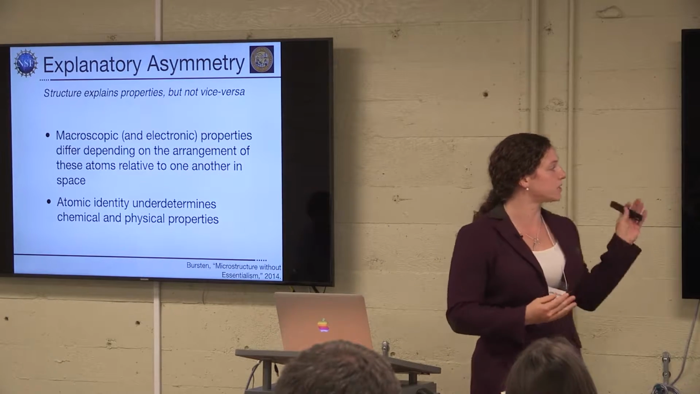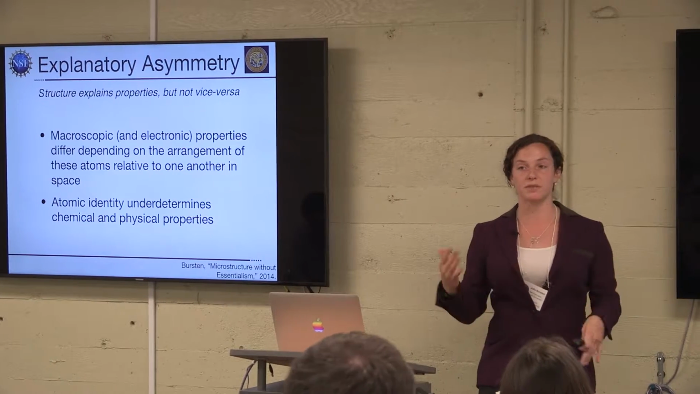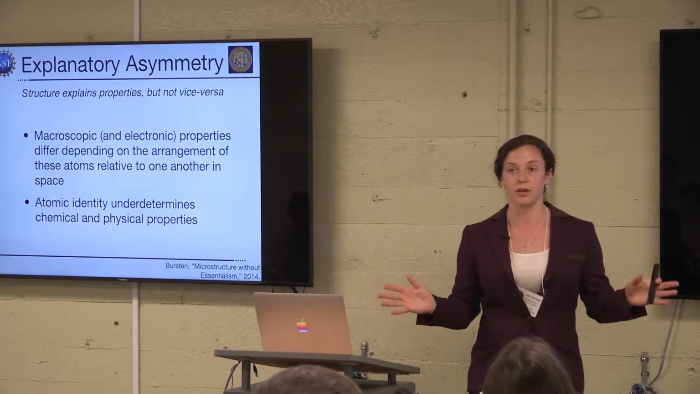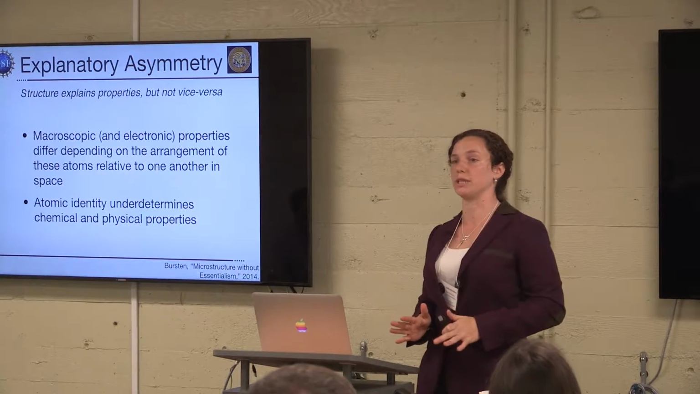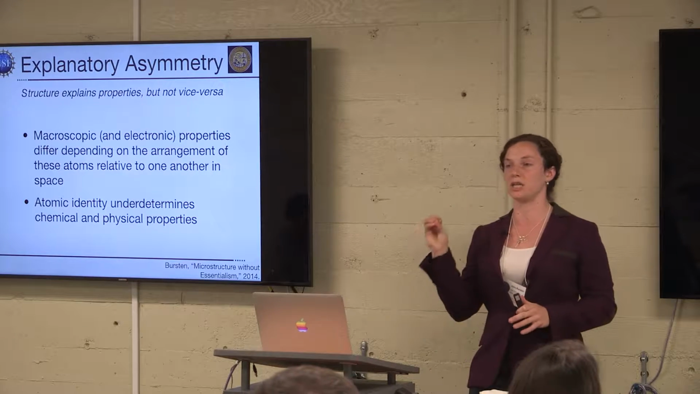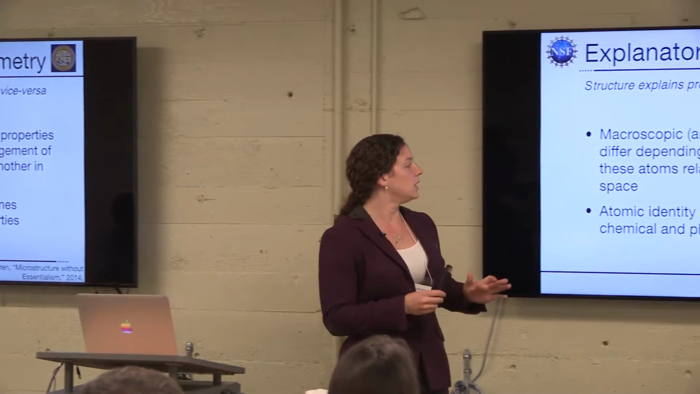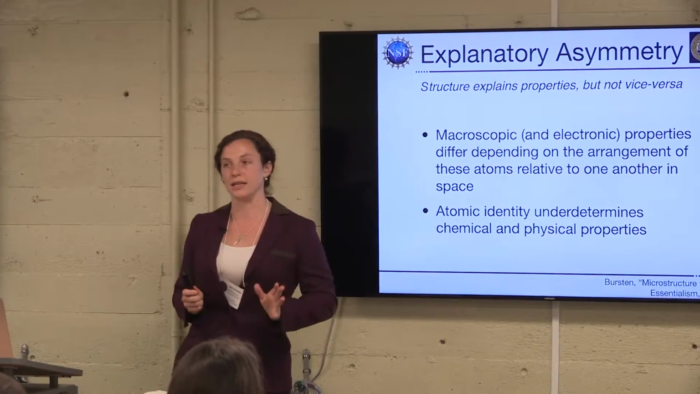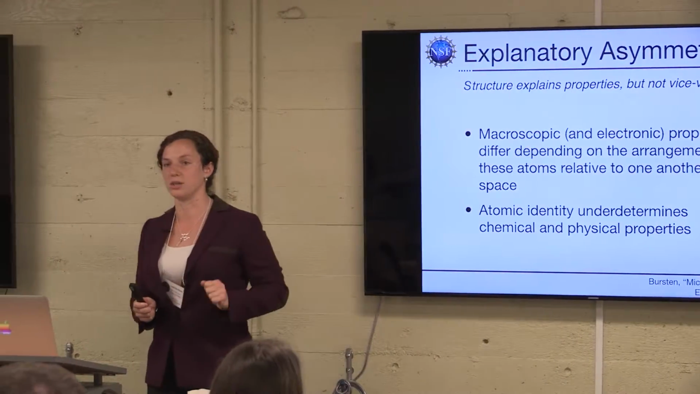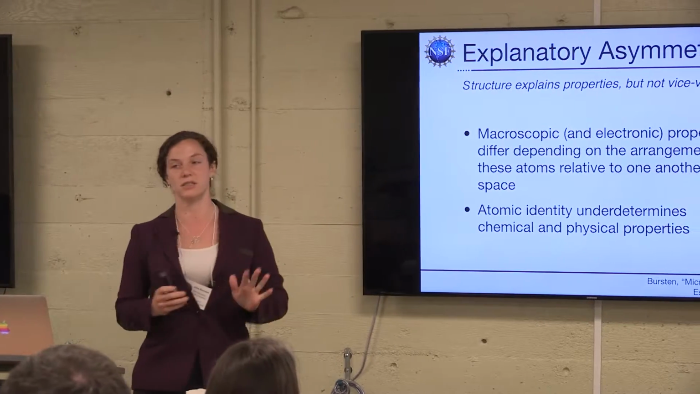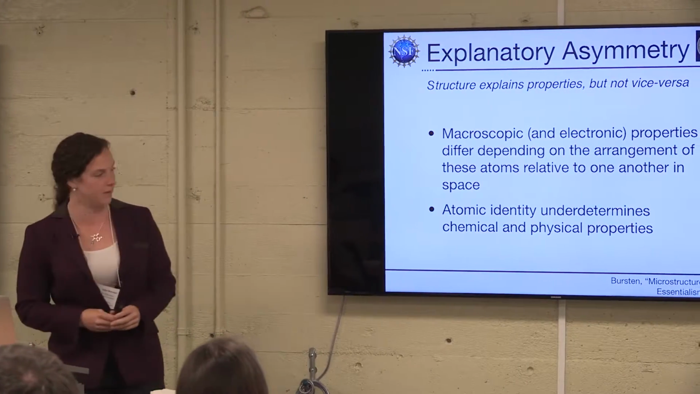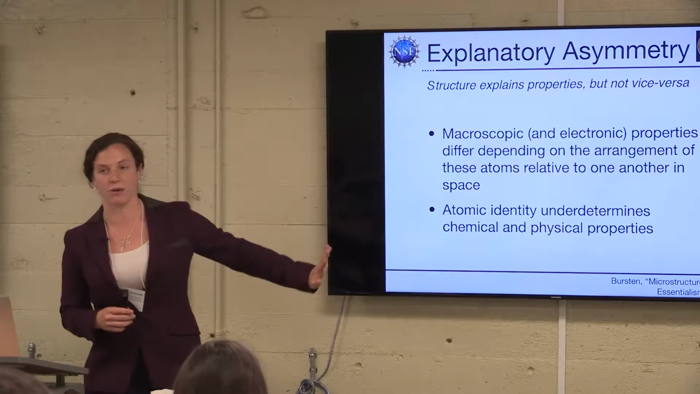The macroscopic and electronic properties differ depending on the arrangement of these atoms. They're not the same from one another, but it's always going to be a structural story that gets us both the individual sets of properties and the relationships and differences between them. That said, the atomic identity, the 79 protons in the nucleus, underdetermines these chemical and physical properties that we're interested in. So this is all sort of background.